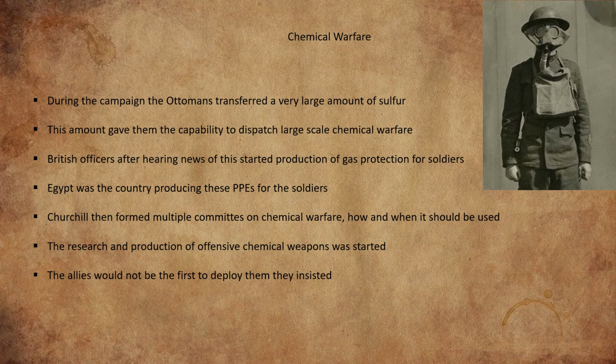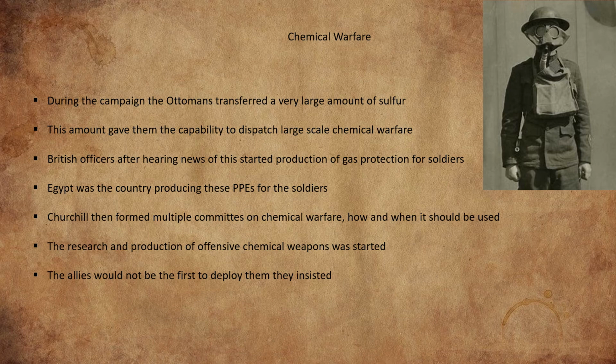Egypt was the country producing these PPEs for the soldiers, with the resources and money provided by the British for the production of these PPEs. Churchill then formed multiple committees on chemical warfare and how and when and if it should be used in defense or offense against the Central Forces. The research and production of offensive chemical weapons was started.